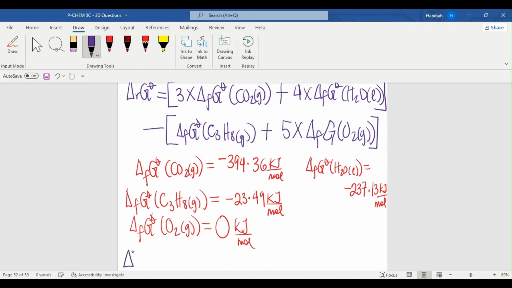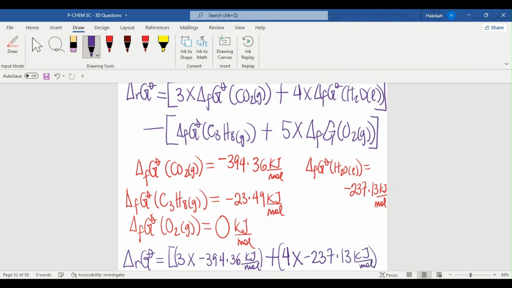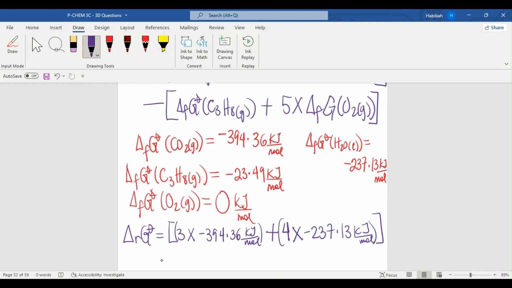So we have this right here. The change in standard Gibbs energy would simply be three times the Gibbs energy of formation of CO2, which we know to be negative 394.36 kilojoule per mole, plus four times the standard Gibbs energy of formation for H2O, that would be four times negative 237.13 kilojoule per mole, minus the standard Gibbs energy of formation for C3H8, which is negative 23.49 kilojoule per mole, plus five times the standard Gibbs energy of formation for O2 gas, which is five times 0 kilojoule per mole.